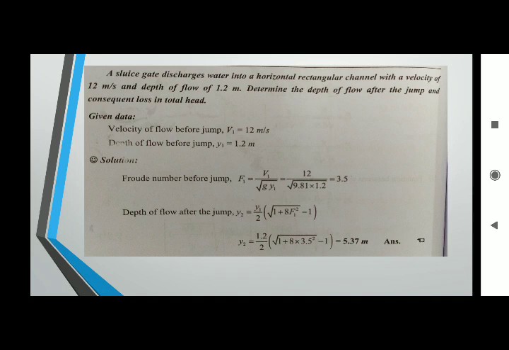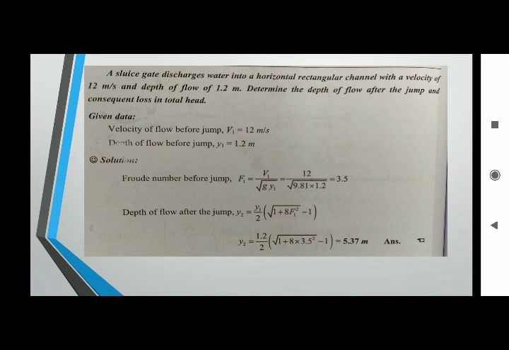If you see this Fn1, surely at section 1 the Froude number is greater than 1, so at section 1 the flow is always supercritical. So I am ensuring here that at section 1 the flow is supercritical. Then they are asking for y2. If I know v1 and y1, I can calculate Fn1. Then I know the formula for y2: y2 is nothing but y1 by 2 into root of 1 plus 8 Fn1 square minus 1. If I substitute the Fn1 value and y1 value, I can get y2.